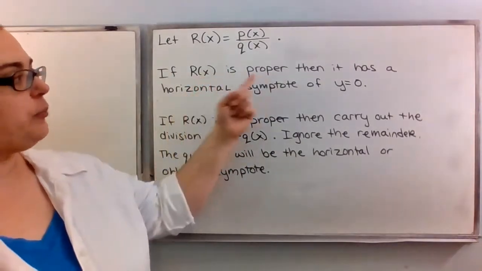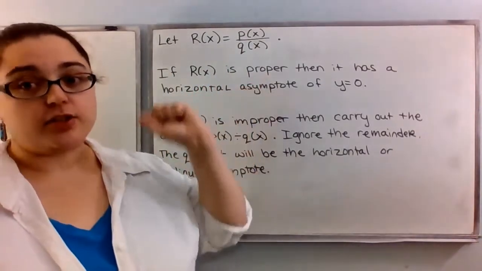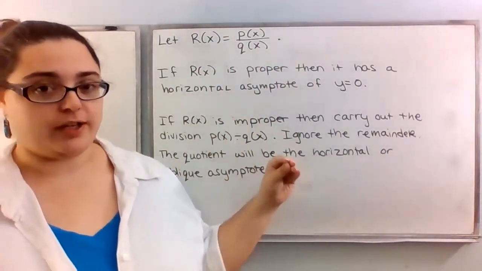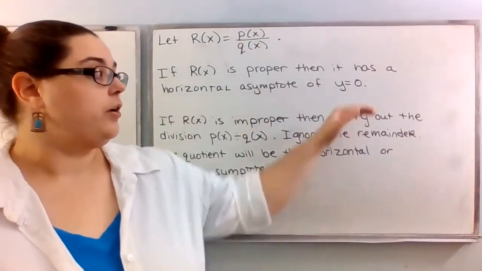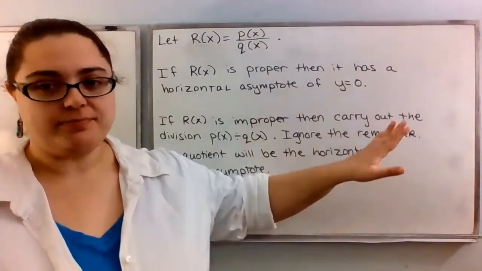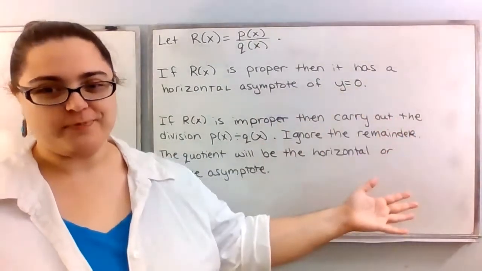If this is a proper rational function, meaning the degree of the top is smaller than the degree of the bottom, you will automatically have a horizontal asymptote y equals 0. Done. That's it. There's no more work involved.